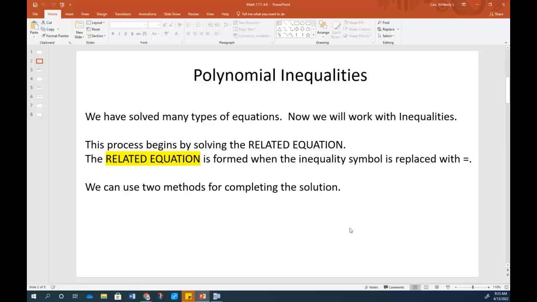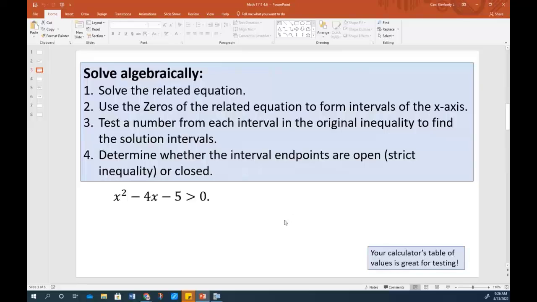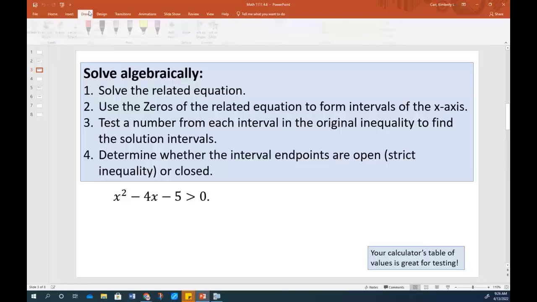When we work with inequalities, you start off by solving the related equation. So the related equation is just what you would have if you replace that greater than or less than with an equals. And we have two methods for dealing with this. We can deal with it algebraically using some test things, and we've also got graphical solutions, and they both have advantages and disadvantages. On this one, I've got the steps here very specifically listed out, and then we'll have another example where we don't, but we're going to solve the related equation first.